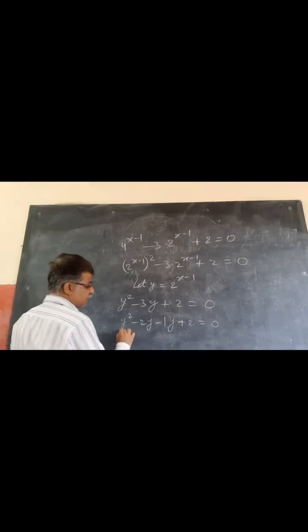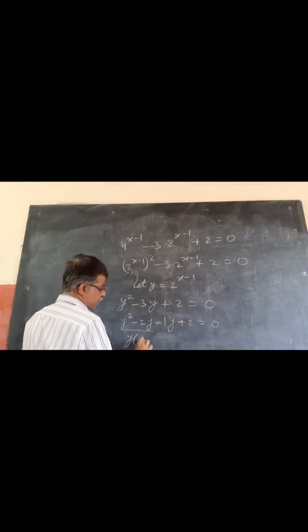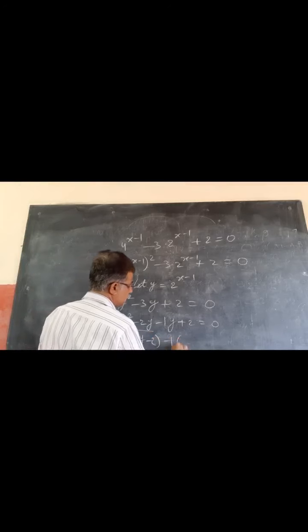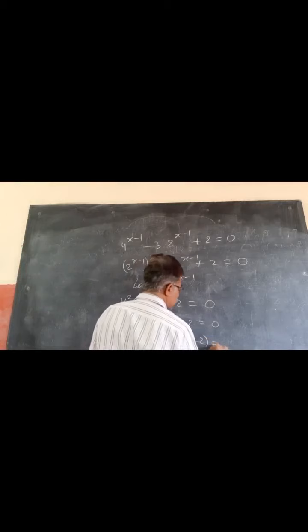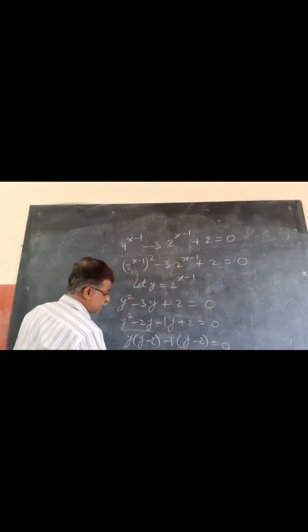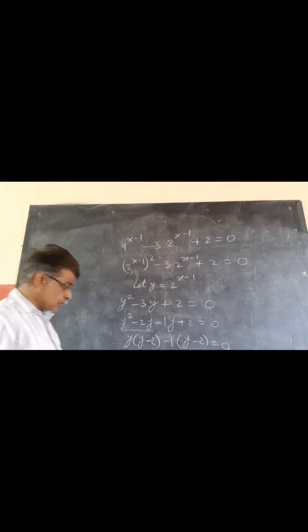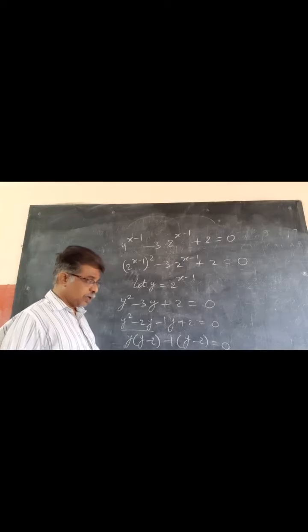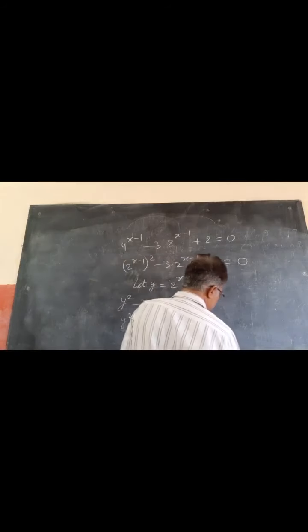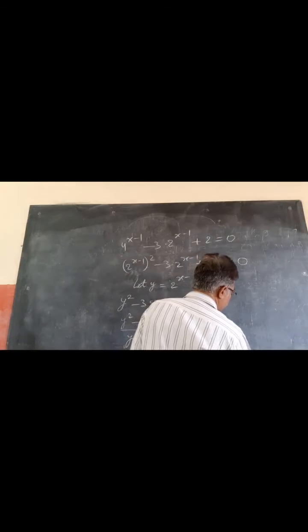Now if I take y common from these two, this becomes y(y − 2), and −1 common is also (y − 2) = 0. Now this becomes (y − 2)(y − 1) = 0, implies y = 2 or y = 1.